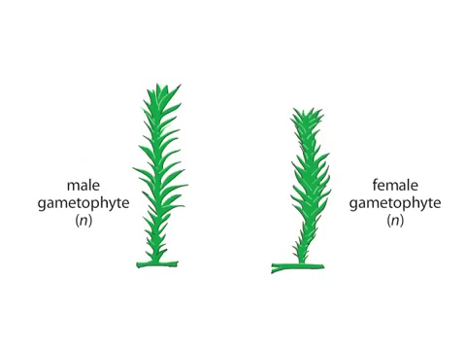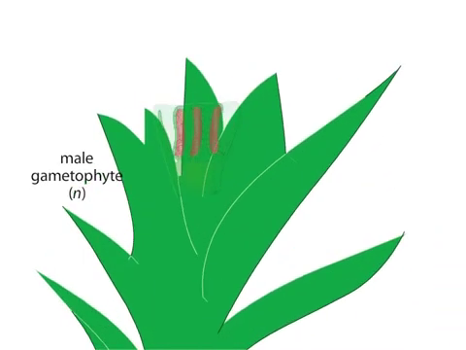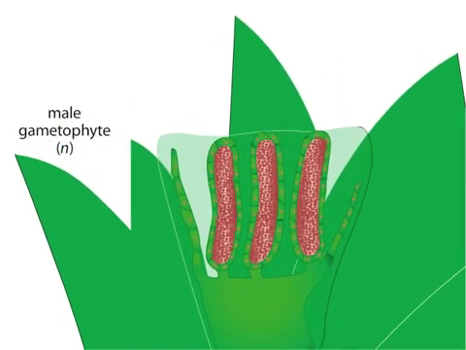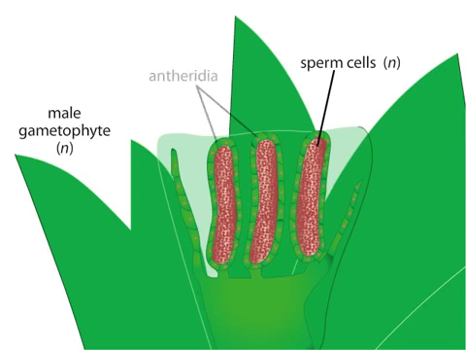A moss, like all other plants, undergoes a complex life cycle in which the generations alternate between haploid and diploid forms. The most familiar form of the moss is the leafy haploid form, called the gametophyte. Gametophytes are either male or female. The male gametophyte produces male gametes, sperm, inside reproductive structures called antheridia.